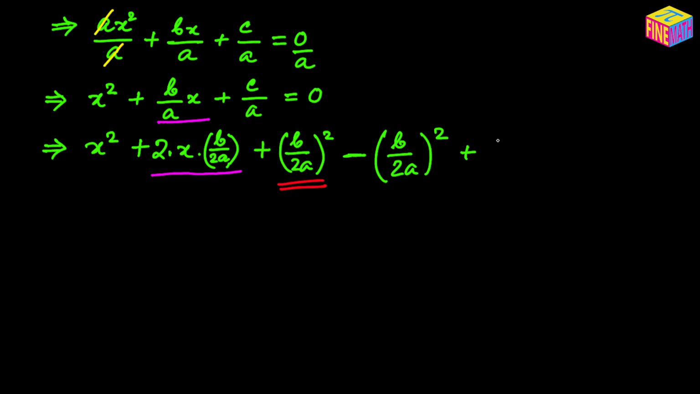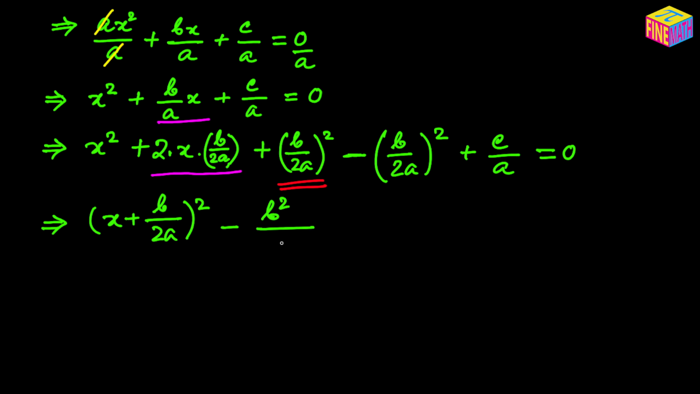Plus I also have the c by a, which we cannot miss. So all of this equals 0. Alright, so from here we can say, okay, now let's do this whole square. So now the first 3 terms are going to give us x plus b by 2a whole square, and then we have minus, let's remove this parenthesis. So it will be b squared by 4a squared and plus c by a is equal to 0, right?